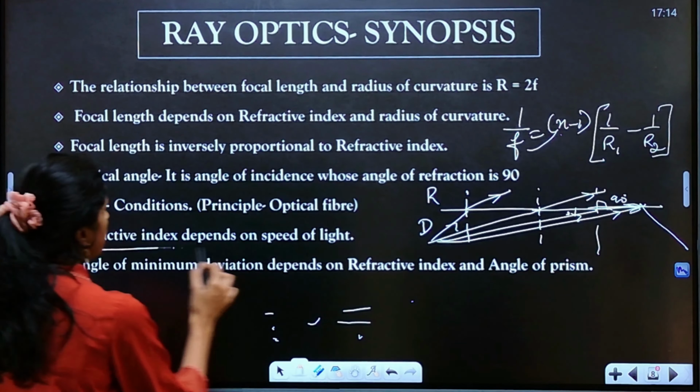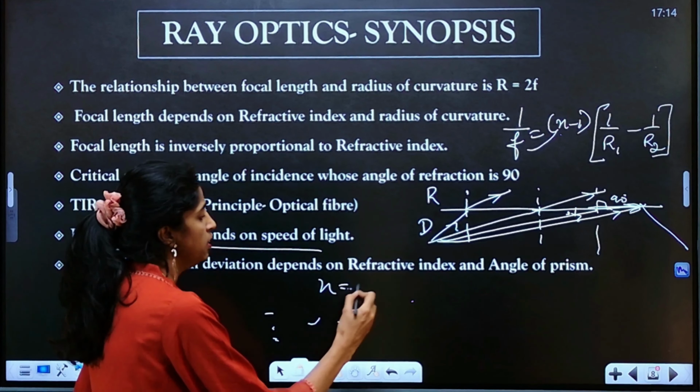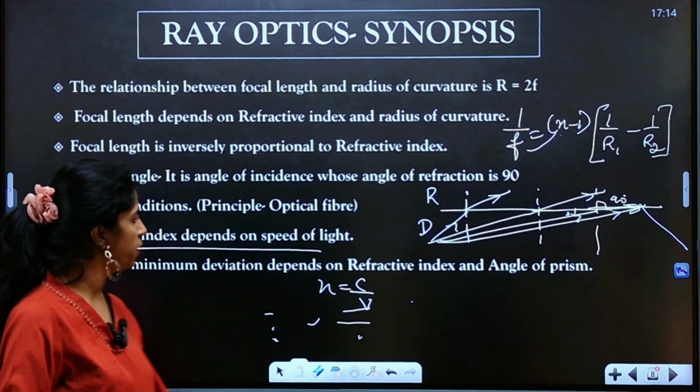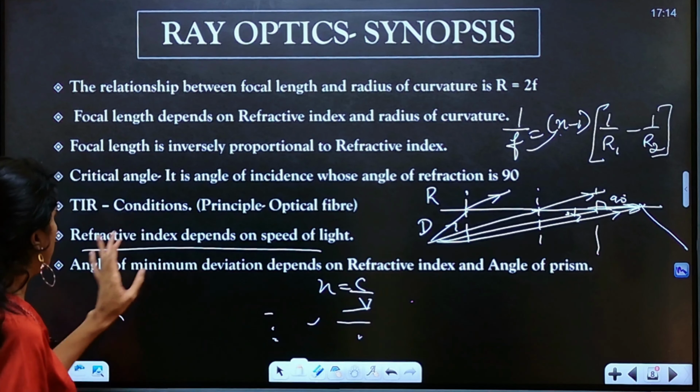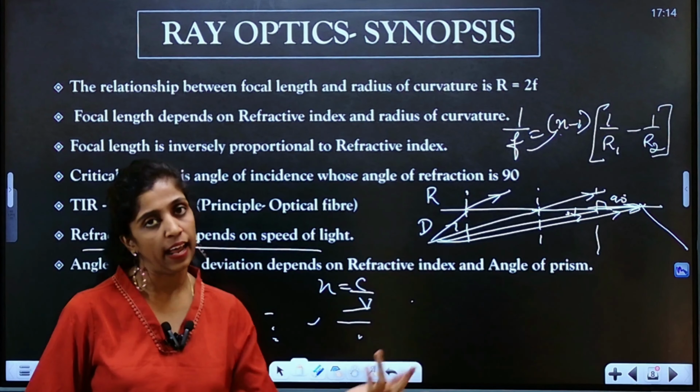And then you have something called refractive index, which depends on the speed of light. Yes, we know the formula n equals c by v. Yes, it depends on the speed of light. So please remember this. And then the angle of minimum deviation depends on the refractive index and the angle of the prism.